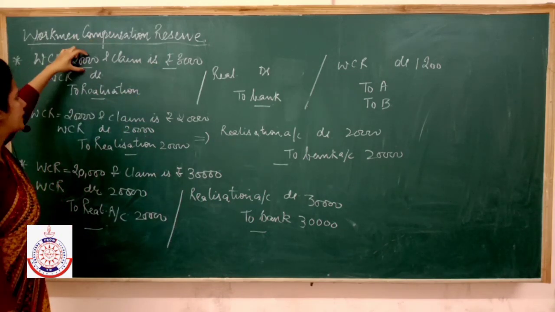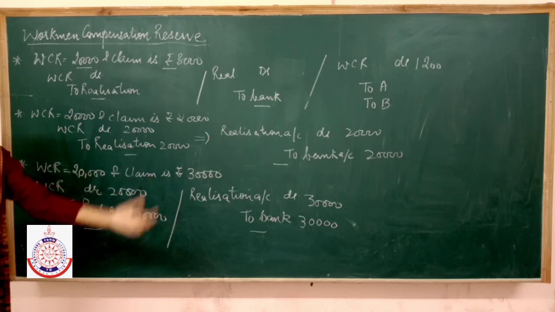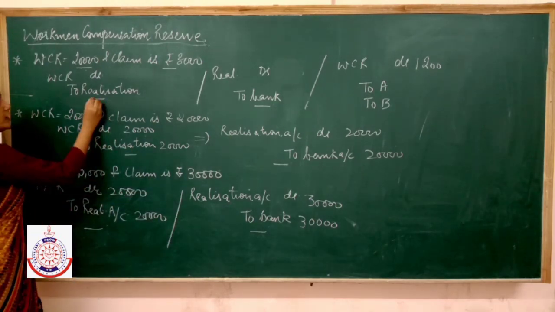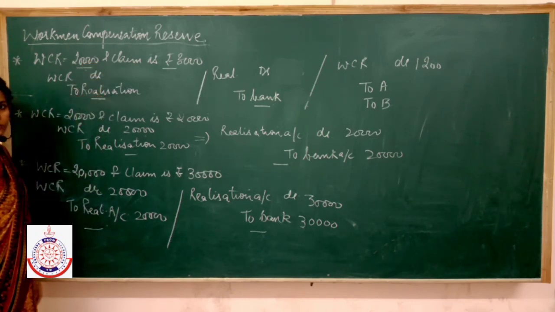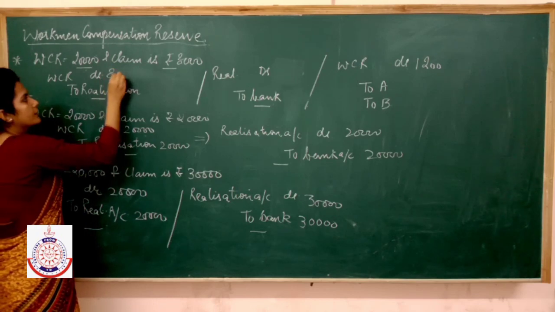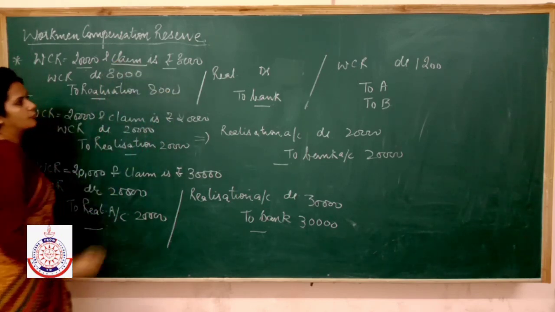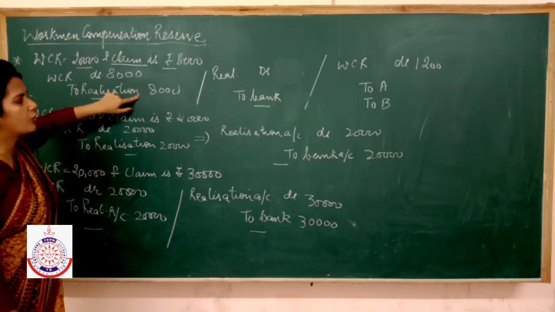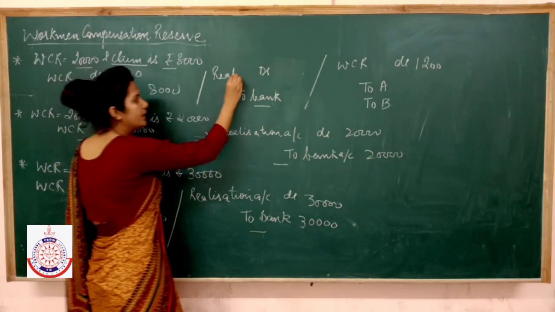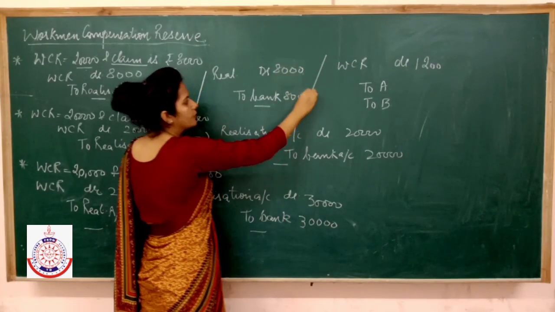It means out of 20,000 we have to pay only 8,000 to any worker. So in that case you are going to transfer the amount from Workmen Compensation Reserve to realization. But how much? Only rupees 8,000 because your claim is of rupees 8,000. After shifting the amount to realization account, we have to make payment of this liability and entry would be realization account debited to bank account 8,000, 8,000.